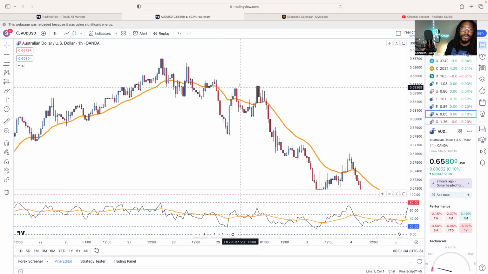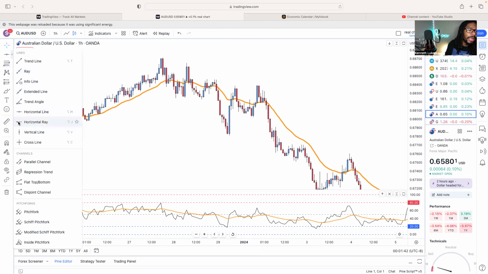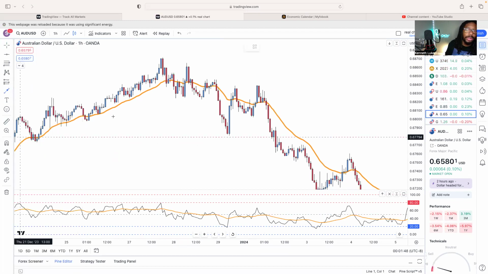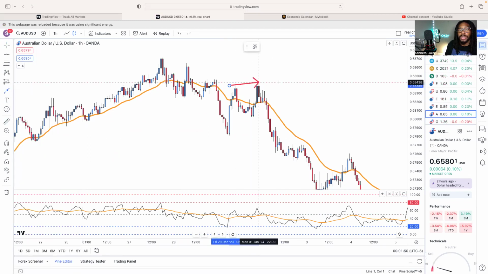So right here is the first example. We see a double top. Pretty much we have two peaks that align with each other. Let me see what I want to use. Arrows, maybe. Okay, so we see price, boom.